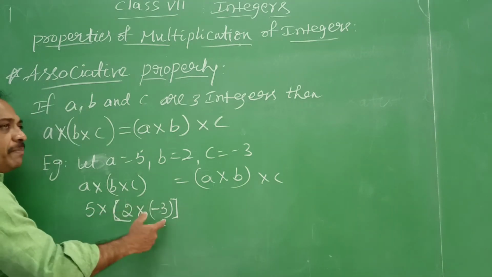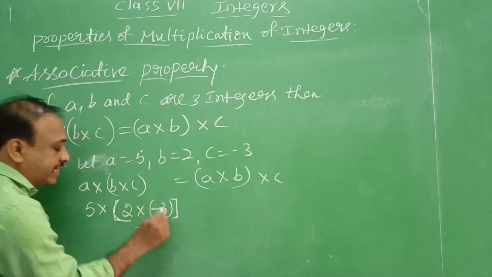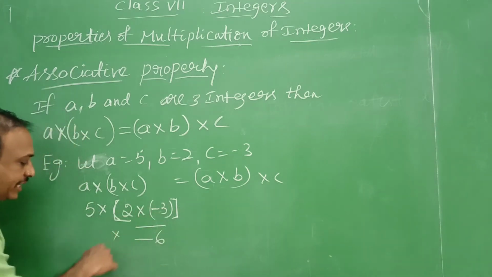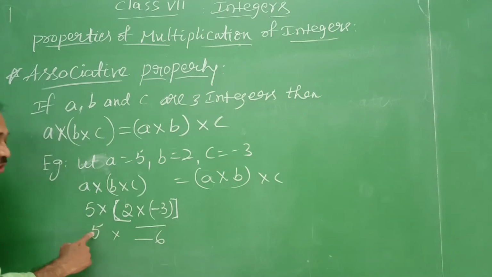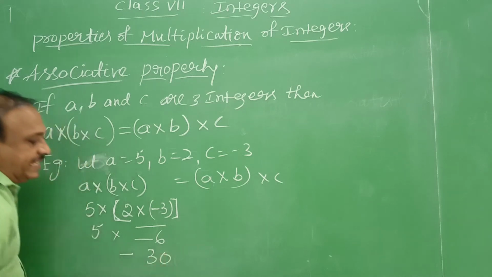The product of a positive and a negative number is negative. So 2 into minus 3 is minus 6, into 5. As we know, the product of a positive and a negative is again negative, so it is minus 30.